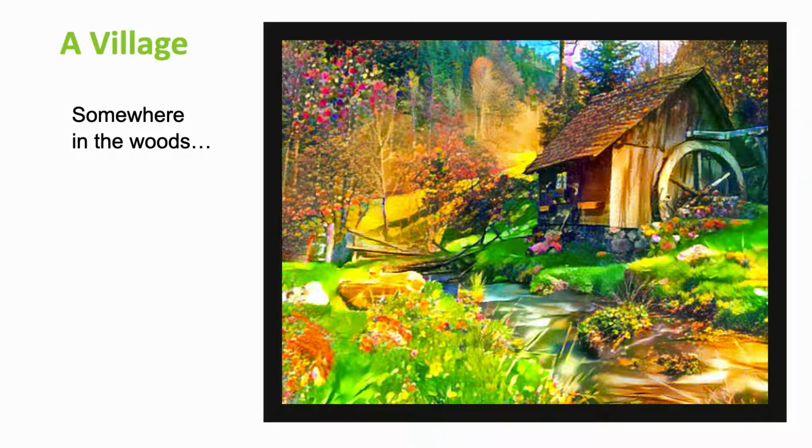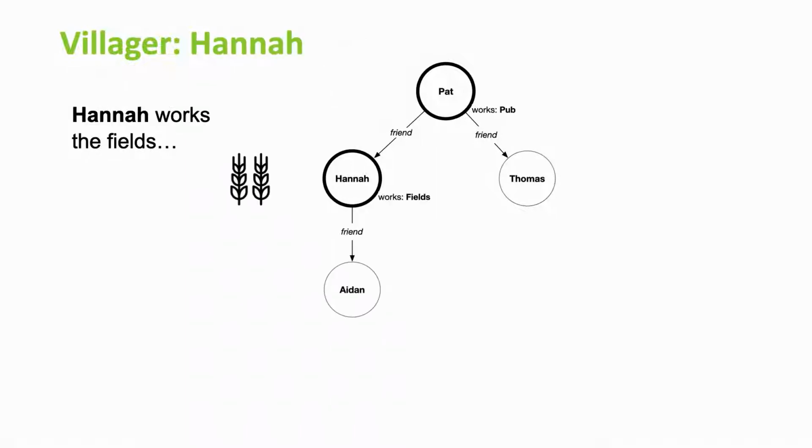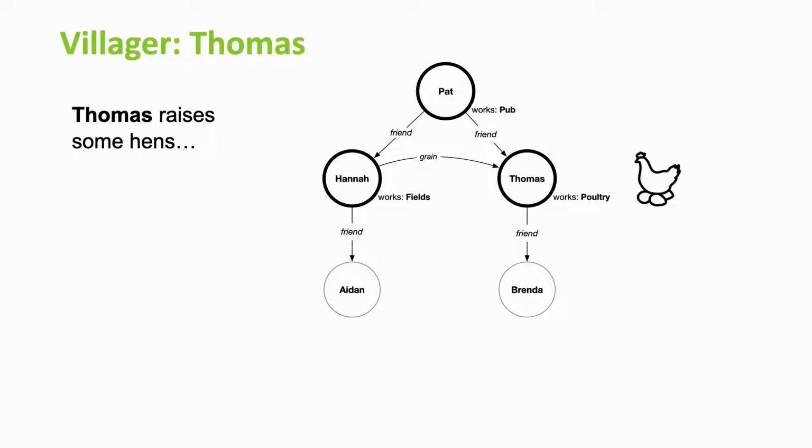Let's consider a scenario. There's a village somewhere in the woods. In our village, there's someone named Pat who runs the local pub. Pat has a couple of friends, Hannah and Thomas. Now, Hannah works the fields, grows the grain. Hannah has a friend named Aiden. Thomas works poultry, raises hens and produces eggs. And Thomas has a friend named Brenda.